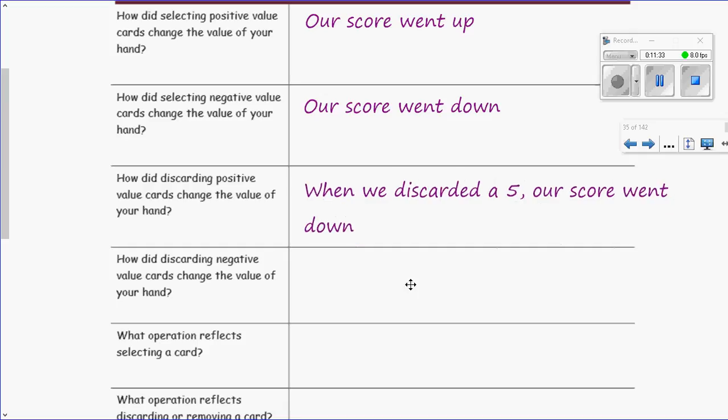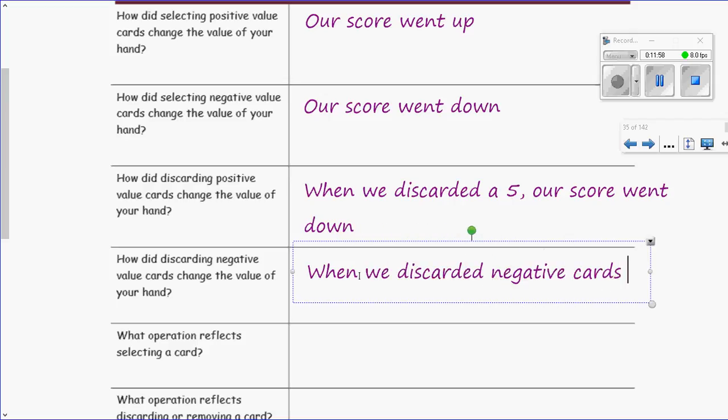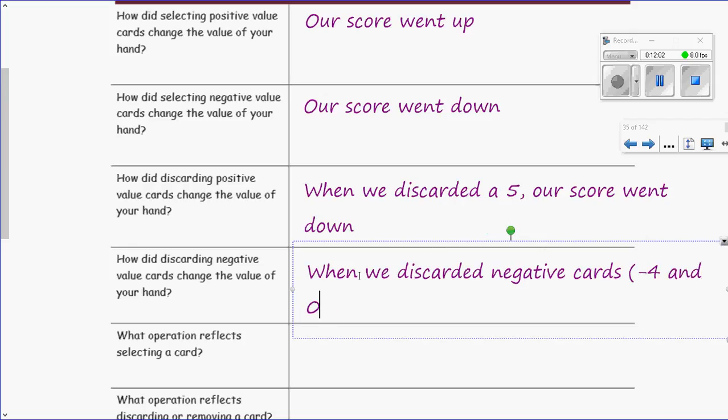This next problem is the one that's going to show us how we can subtract integers. How did discarding negative values change the value of your hand? So now look at rounds 1 and 4. When we discarded the -4 and -2, what happened when we got rid of -4? Our score went up. Our score actually went up when we discarded a negative. And if you look at round 4, when we discarded a -2, our score went up.